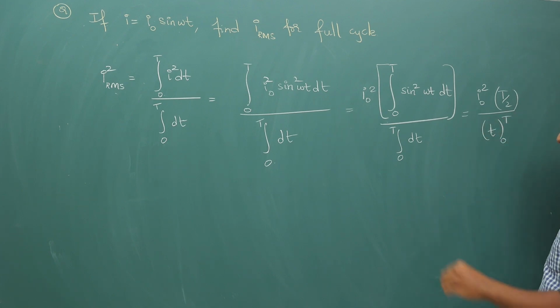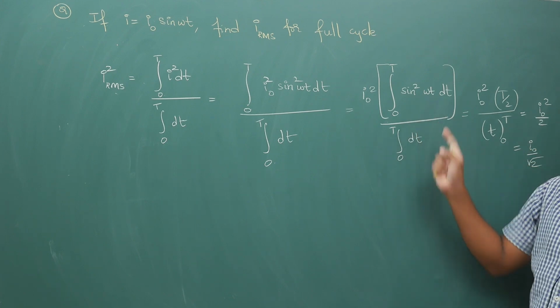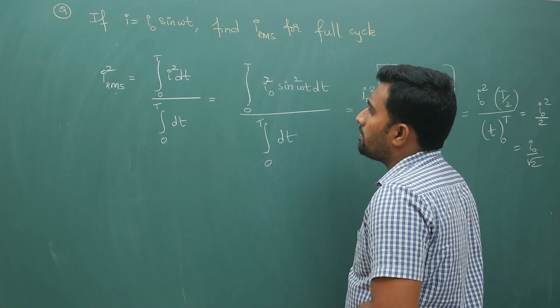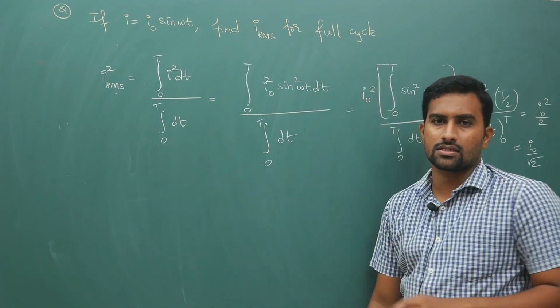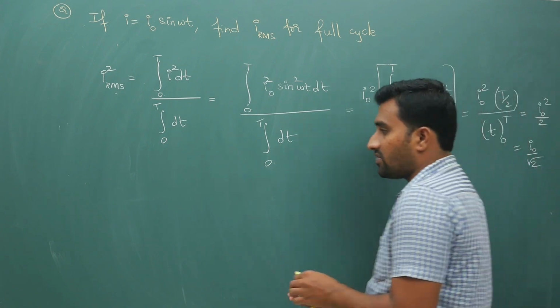Now for this term, how did you actually get T by 2? I will explain, but I don't want to deviate from the definition. So this is going to become I naught square by 2, so I RMS is equal to I naught by root 2. Now how did you get this integral of sin square omega t dt? I have already explained this before, so I don't need to explain anything further.